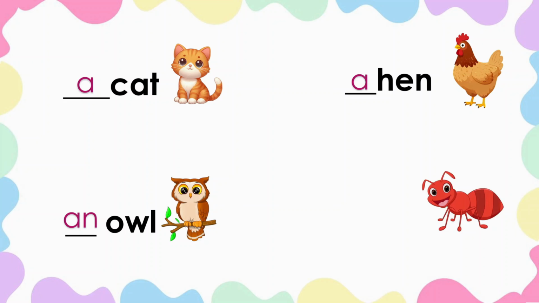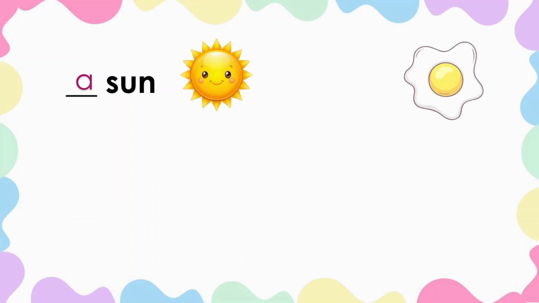Next we have aunt, A-N-T, aunt. Aunt starts with letter A. Can you tell me, is A a vowel or consonant? Yes, A is a vowel. So we will use an aunt. Next we have sun, S-U-N, sun. Sun starts with letter S, so we will use a sun.